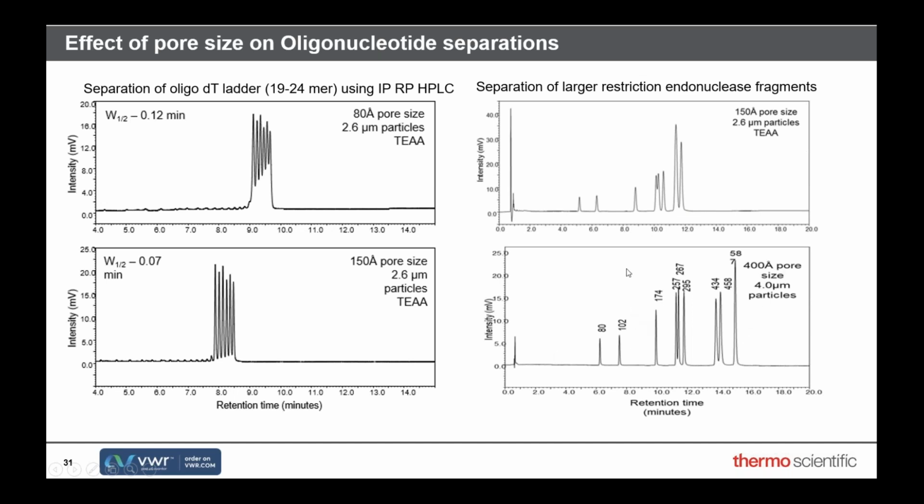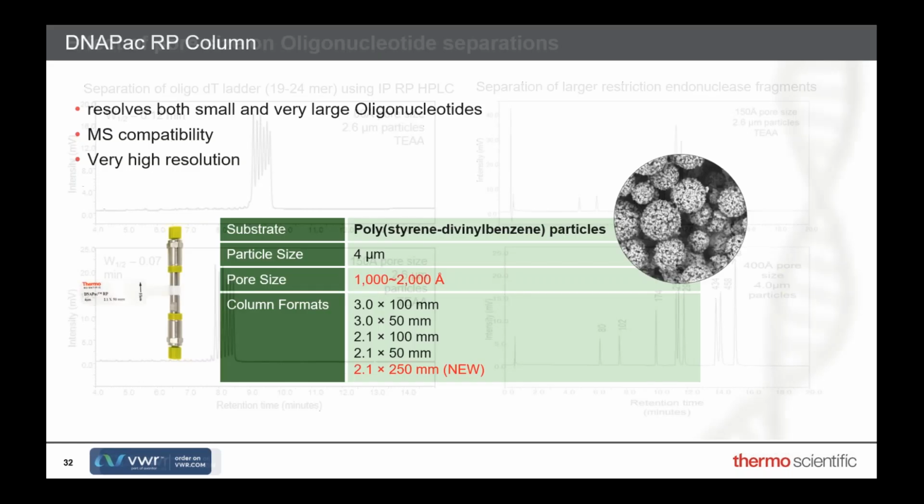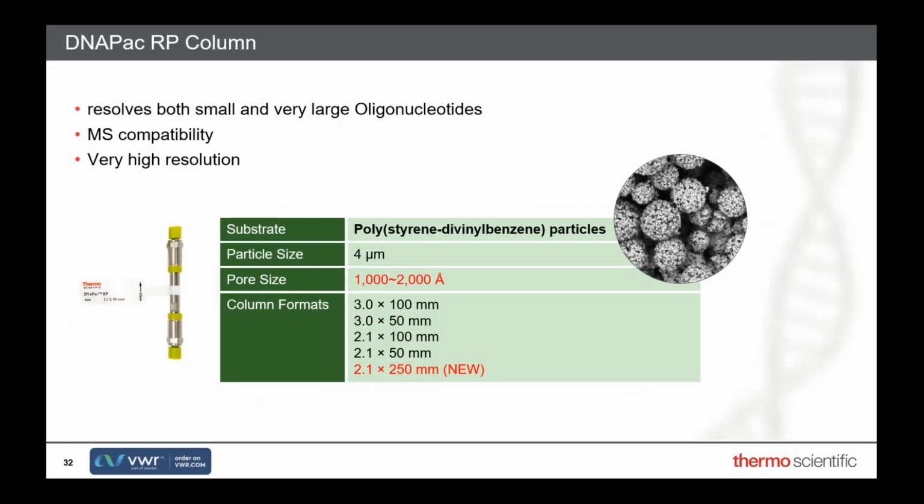Now, the other problem with this, you think, I'll just use the 400 angstrom pore size. However, when you go to that 400 angstrom pore size and use it for the smaller molecules, the separation with 150 now looks better than the 400. So now you're looking at, I need 2 columns to do all these molecules. Luckily, you don't. You just need the one. The DNA packed reverse phase column we've got now will resolve both small and very large oligonucleotides. And I'll show you that and prove that in some of the slides going forward.